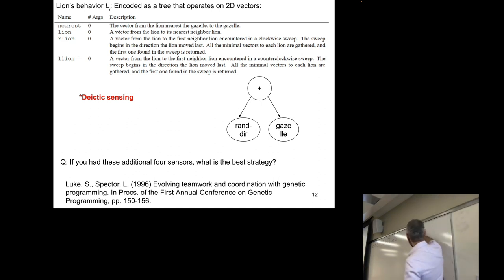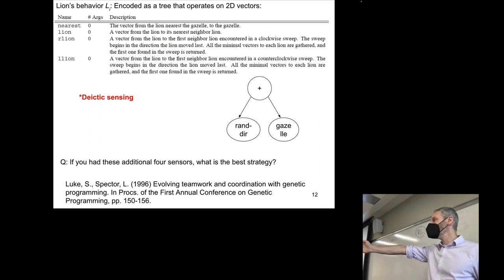Another one is our lion here, which is going to return a vector that points from me towards the lion that is, if I sweep in a clockwise direction, the first lion that's on my right. It's going to return the vector that connects me to the lion that is the first one I see on my right-hand side. Let's imagine the pride, they're all running this strategy. They're all running the same strategy. What are the lions doing in this case?